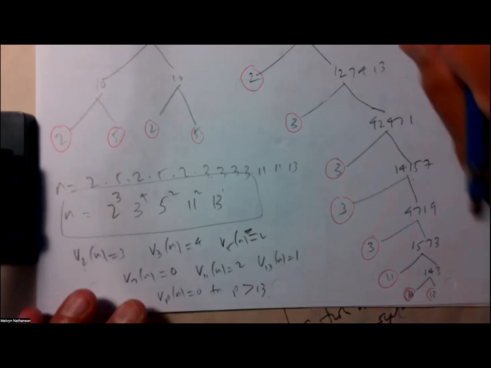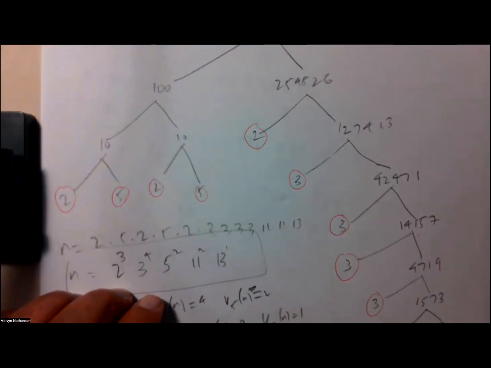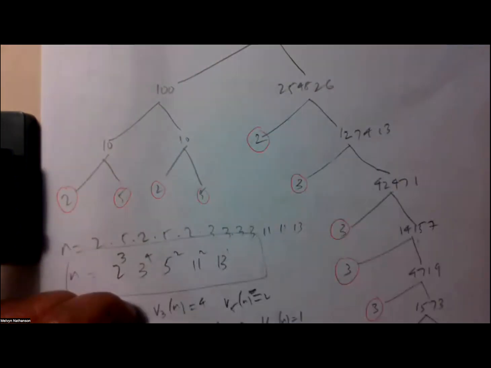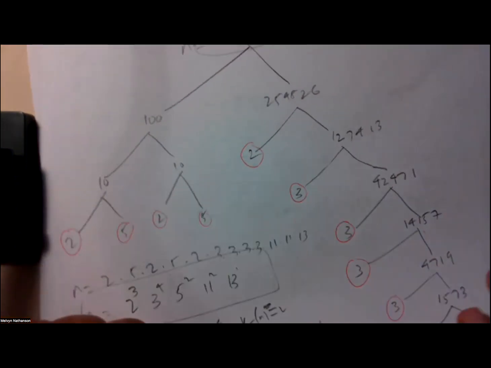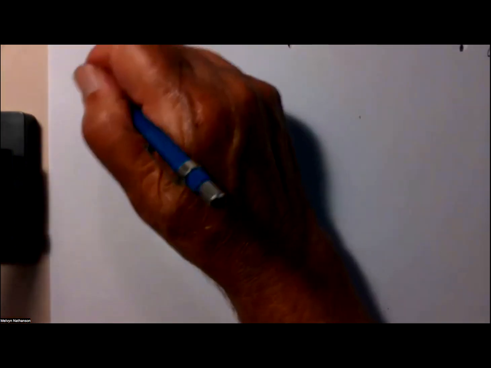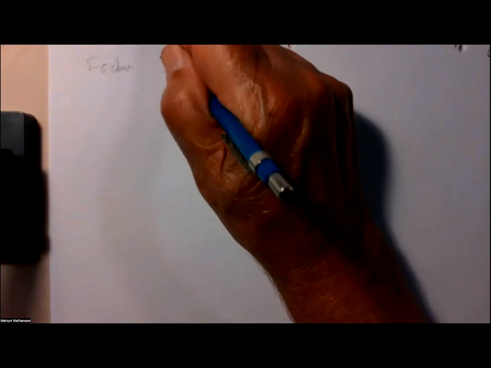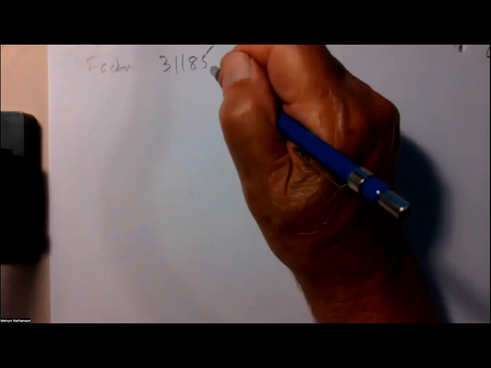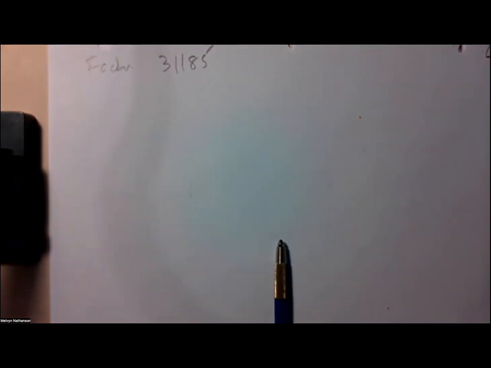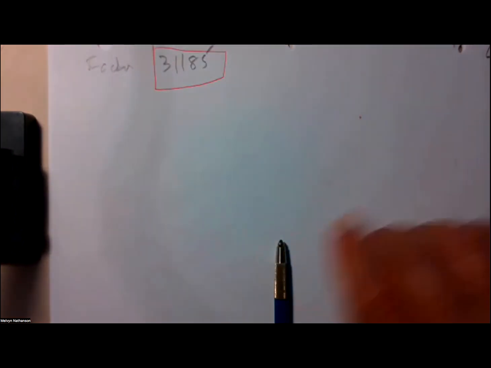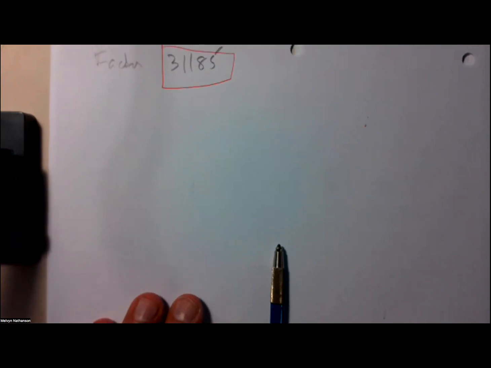All right, so just for fun, let me give you a chance to try and work out one of these problems. Factor the integer 31185. So I'm going to pause for a moment and give you a little bit of time, a minute or two, to factor this number. Write this as a product of primes. See what you get.